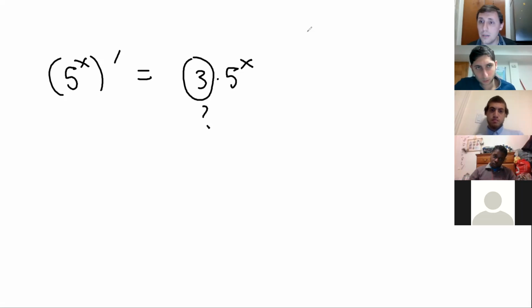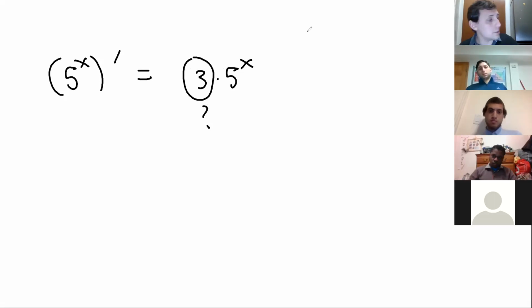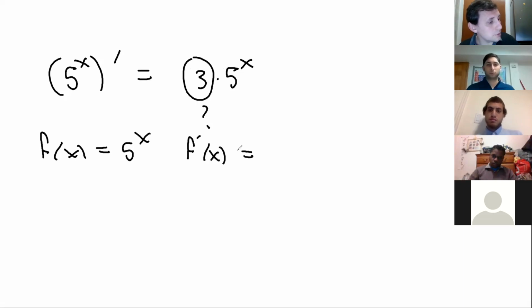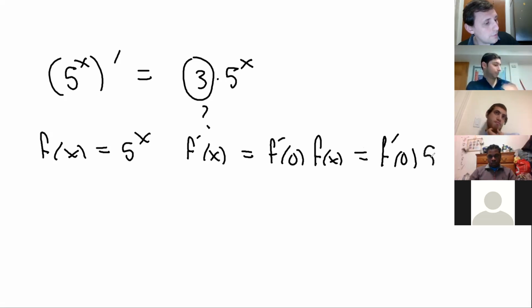I do not know what that number is, but 5 to the x will be multiplied by some number. It's not very significantly changed. That's all I understood about this function so far. Clear? All I know is that the derivative is not going to be very different from the function. And what is it exactly? If the function is f of x equal to 5 to the x, the derivative at x will simply be the derivative at 0 multiplied by f of x, which is the derivative at 0 times 5 to the x.